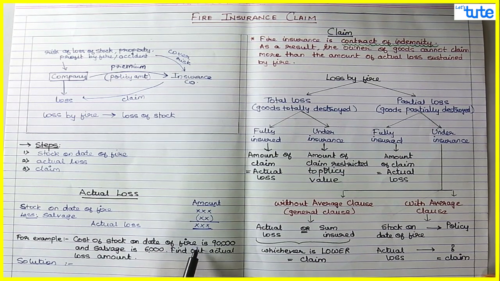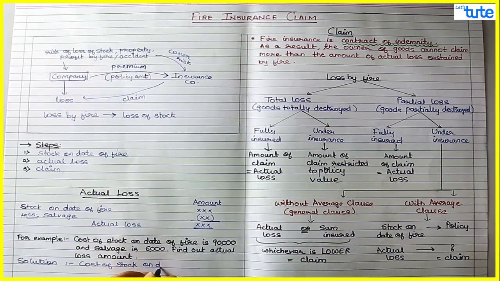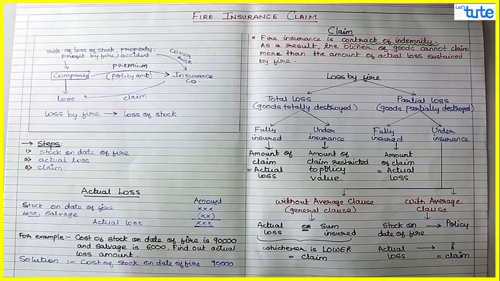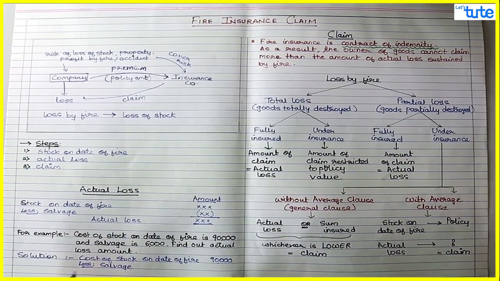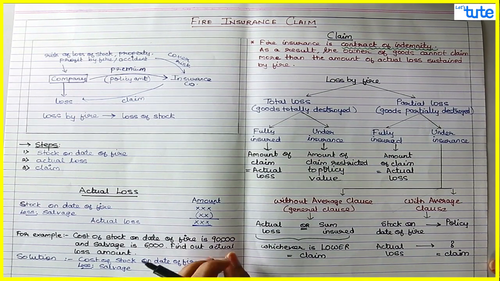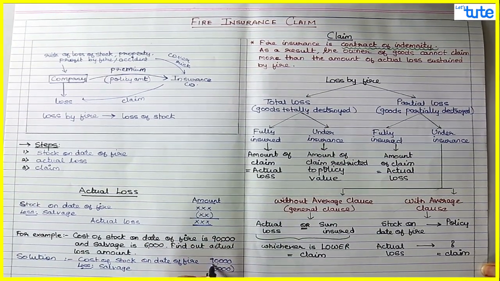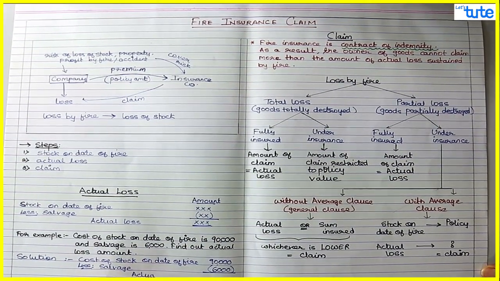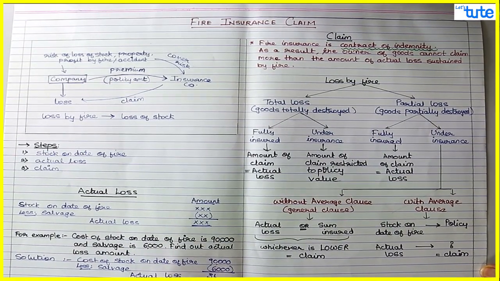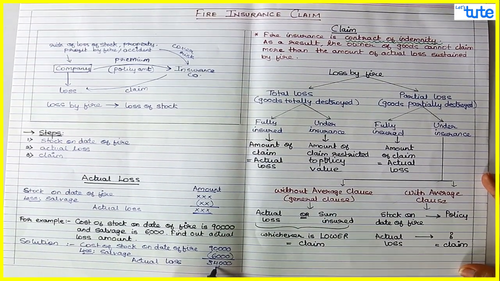Cost of stock on the date of fire is 90,000 and the salvage is 6,000. Find out the actual loss amount. So what will be your actual loss amount? When we say cost of stock on date of fire is 90,000, less salvage. So when there was a fire, we had a stock of 90,000 in our godown or maybe in the premises where there was a fire, but out of which we could save 6,000 worth of stock. So our actual loss which the company suffered is only 84,000. So 90,000 minus 6,000, the actual loss we suffered is only 84,000.